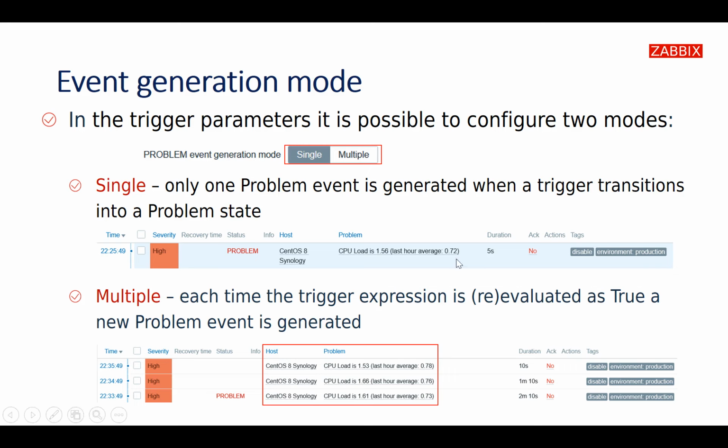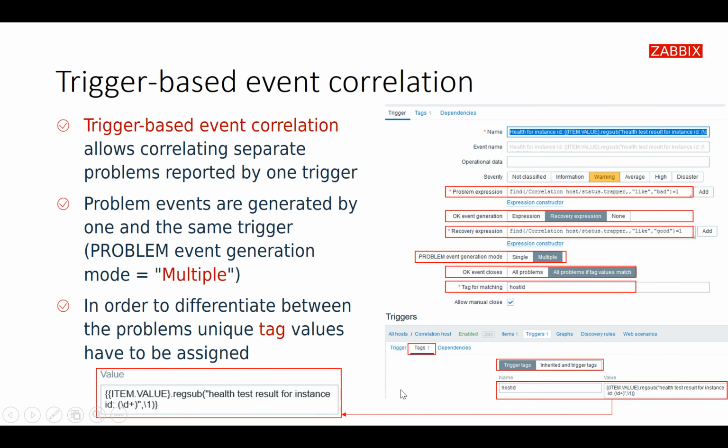And here is an illustration of how it looks: just one problem, and here are subsequent problem events when the generation mode is set to multiple, with almost the same problem name, just a bit different values of the items that triggered the problem event.